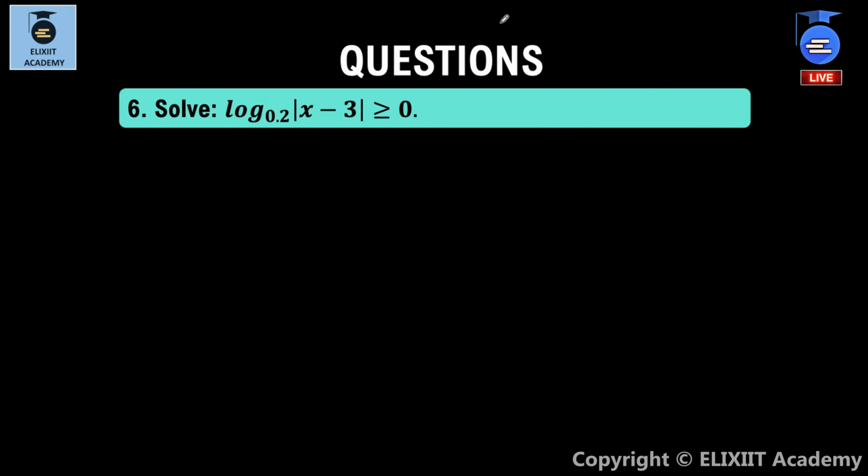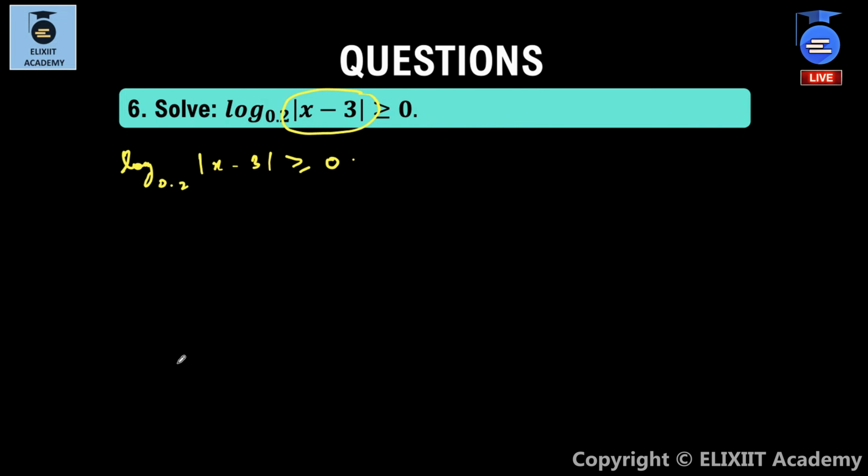Solve again. Now see the difference over here. In the place of the function here, we have x mod of x minus 3. Log of base 0.2, and here we have mod of x minus 3 is greater than or equals to 0. How do we solve this thing?